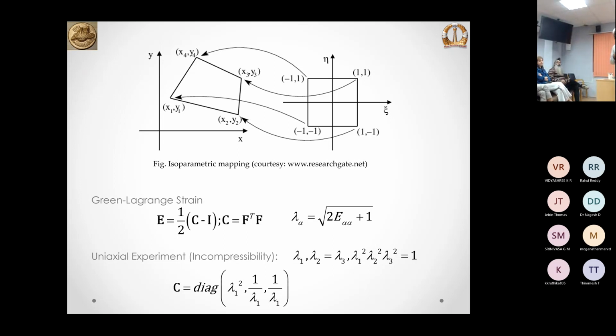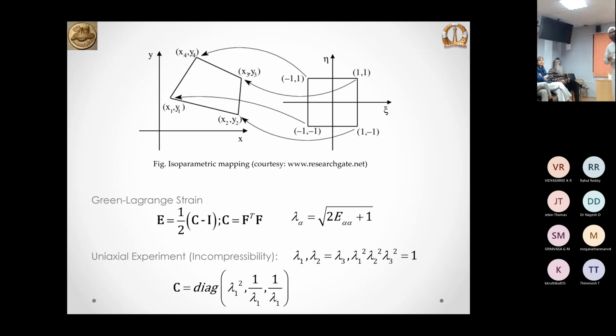Alpha runs from 1 to 2, so lambda 1 and lambda 2. So stretches in two directions you can get using this formula. Now, for the uniaxial experiment, we have to reduce the kinematics. So the volume change is 1 here. The volume is 1 here. That is, no volume is changed.